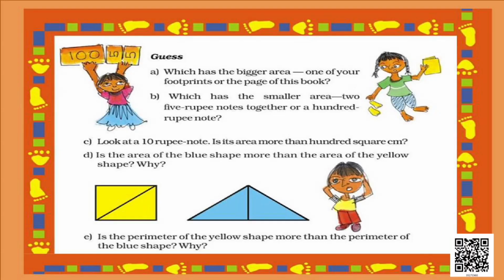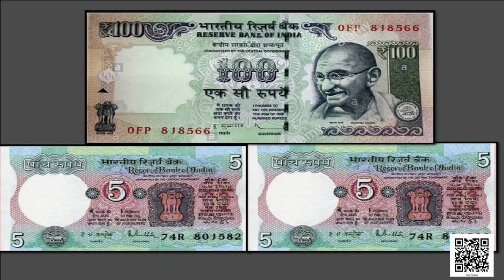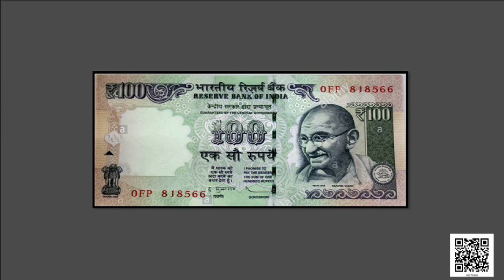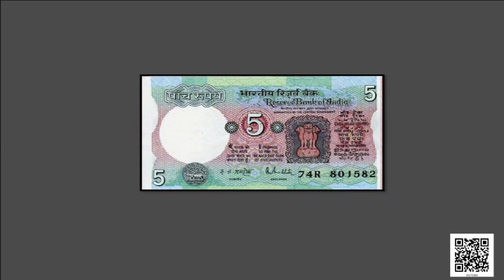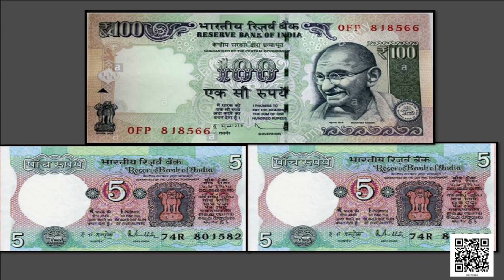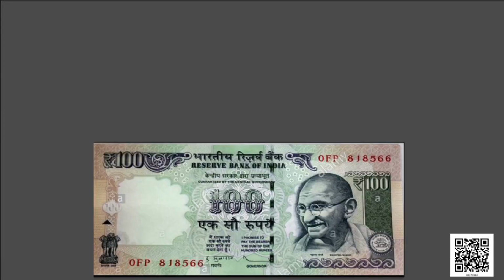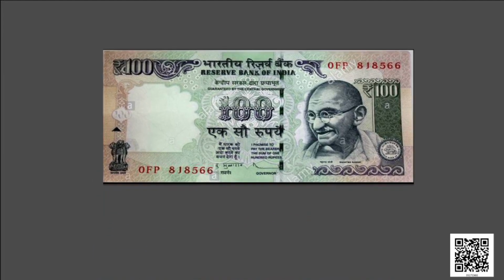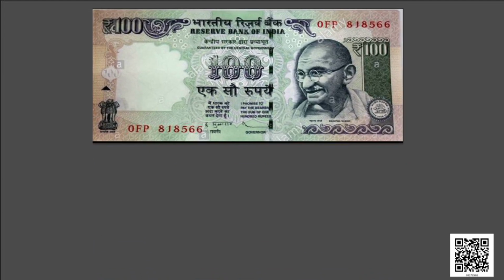Another question is there, which has the smaller area? 2 5 rupee notes together or a 100 rupee note? Okay, let's check it. Oh, I have got a 100 rupee note and 2 5 rupee notes. Can you find out which has the larger area? Okay, so this is now a rectangle.